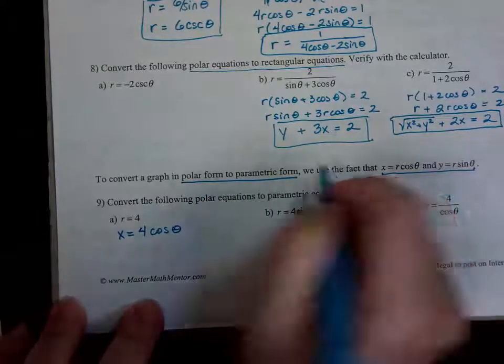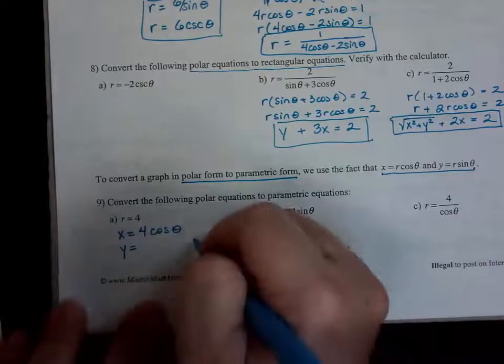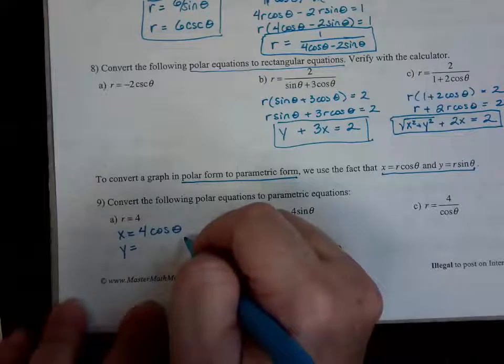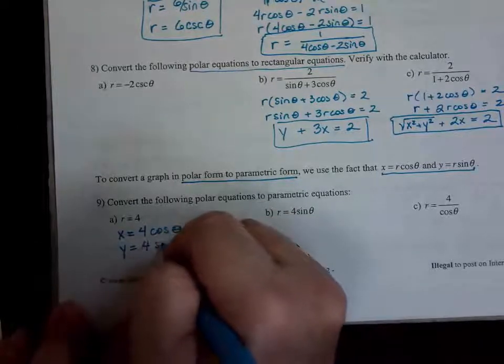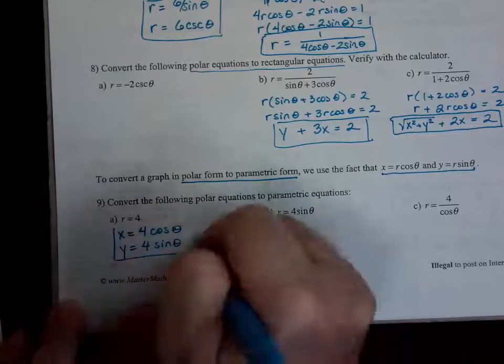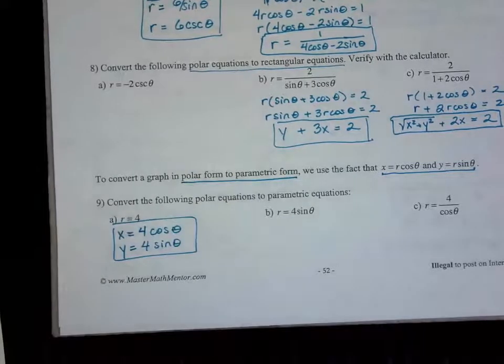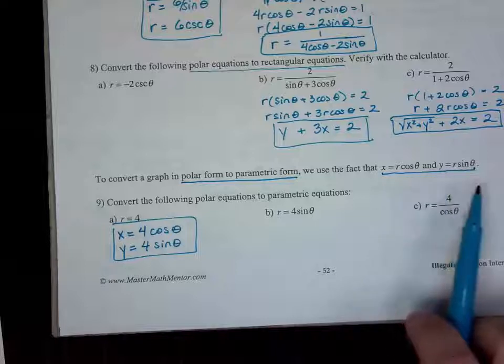Y equals 4 sine theta. I'm done. What? I told you it was easy. Okay. Did I create an equation for x and y that both have a theta in them? Did I get rid of the r's? Yes, I did. I'm done. That's all we do. You take what r equals and substitute it in to these two equations right here. That's all you do. Okay?